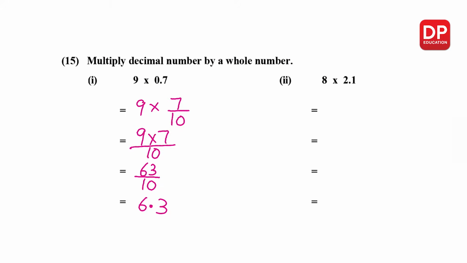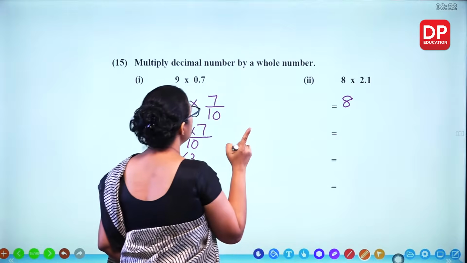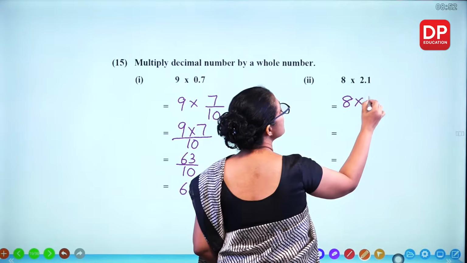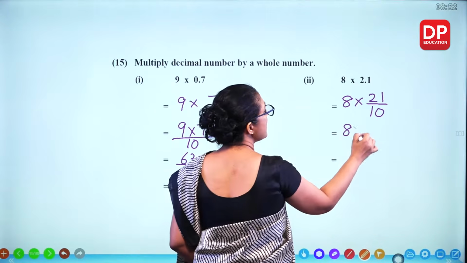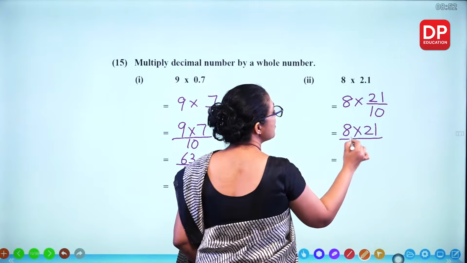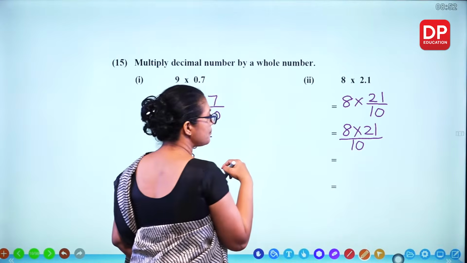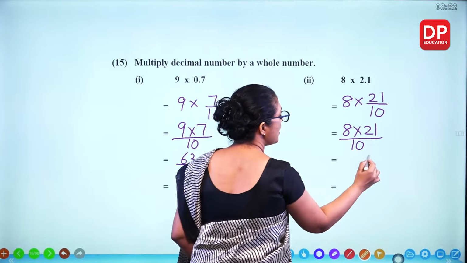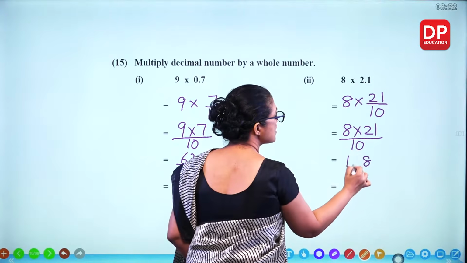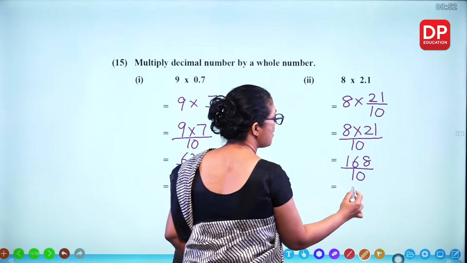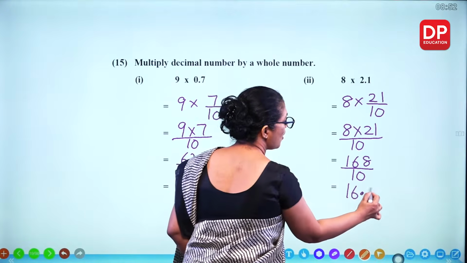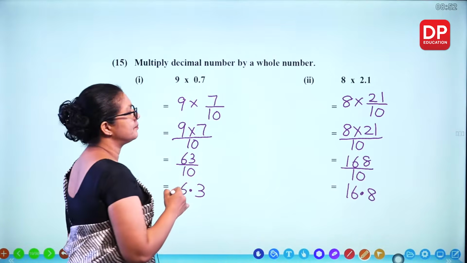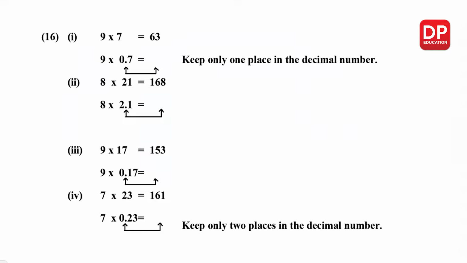8 into 2.1. And 2.1 you can write as a fraction 21 over 10. Multiplication, you can multiply the numerators. And 8 times 1, 8. 8 times 2, 16. 168 divided by 10. That means 16.8.